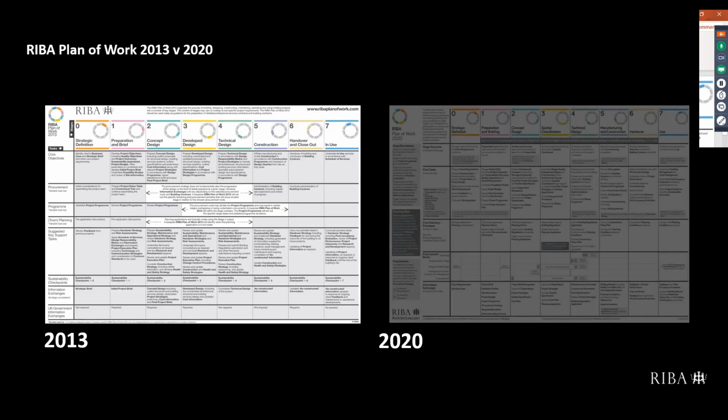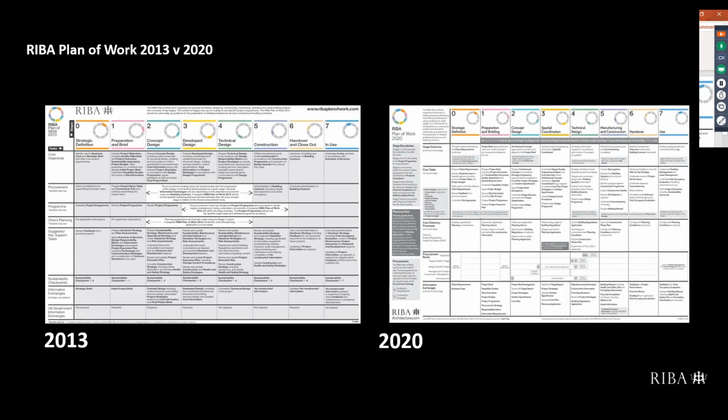So here we see the comparison of the 2013 and 2020 Plan of Work. As I've already noted, we have the same 8 stages, and we have a number of taskbars. The main difference is that we've added some additional taskbars and we've taken some away. We've included a taskbar on the core statutory processes because we wanted to be clear about what tasks needed to be done at each stage of the RIBA Plan of Work in relation to those processes.